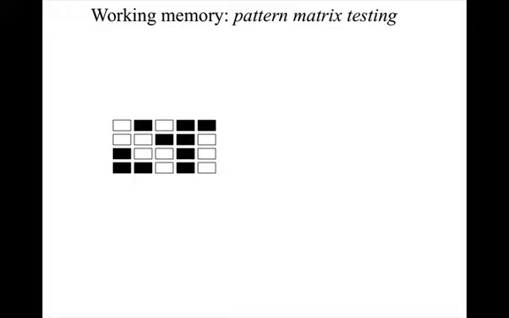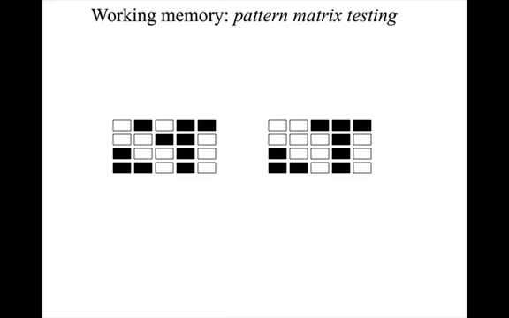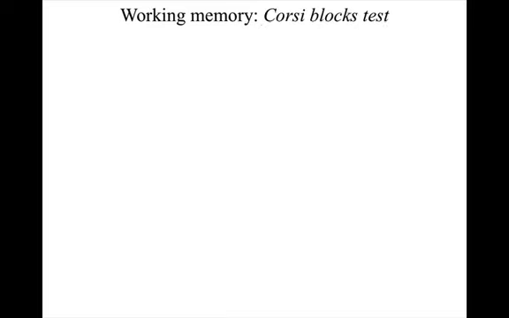Another test aimed at measuring visual working memory is called pattern matrix testing. In this test, subjects are shown a matrix of rectangles. Some are filled in and some are empty. After a few seconds, the matrix is removed and they're given a blank matrix, and they're asked to fill in the rectangles that were black in the earlier image. They're trying to reproduce the earlier matrix. For a range of different sized matrices, it's found that about 9 filled blocks is the memory limit.